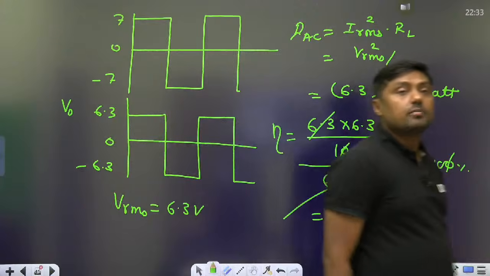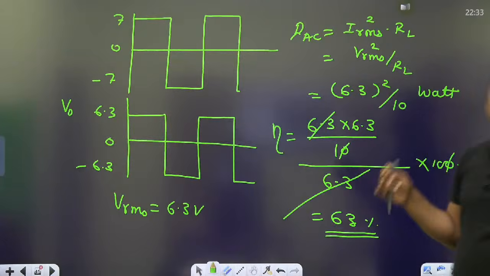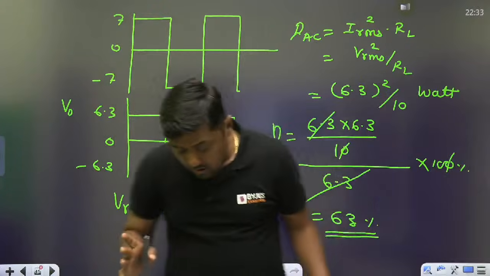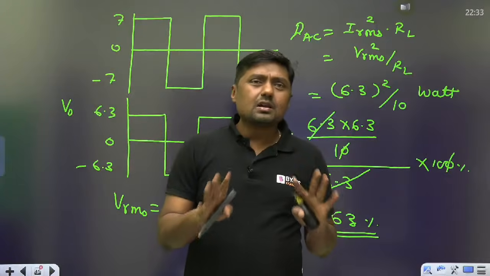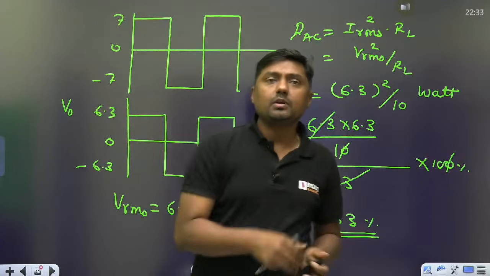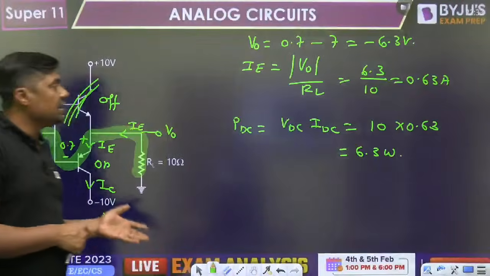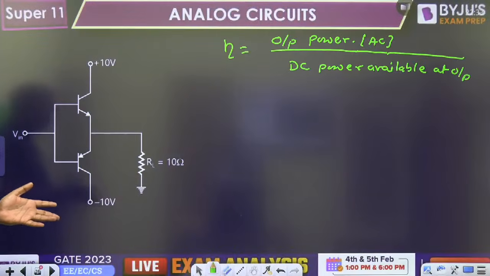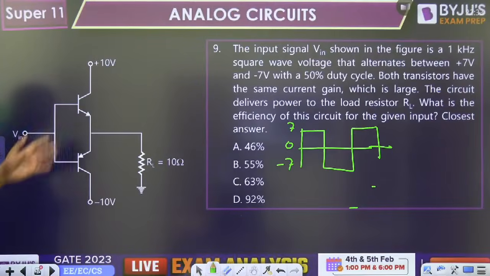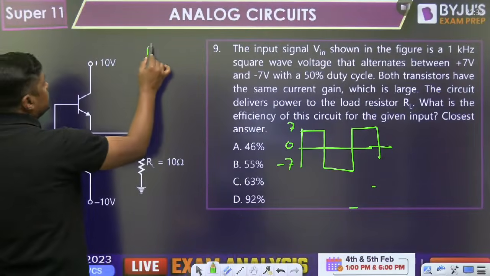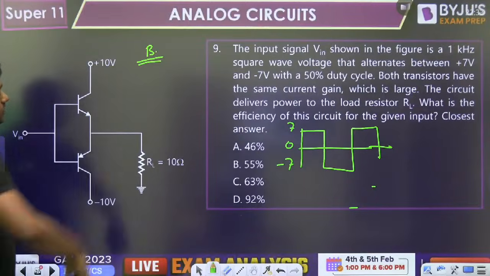Efficiency of the system is what? 63%. Okay. Class B, Class AB, Class C. Is anything mentioned here? Everyone tell me. Class AB, Class C, Class D. Is anything mentioned here? That is the question on what? A Class B amplifier, complementary symmetry push-pull power amplifier.